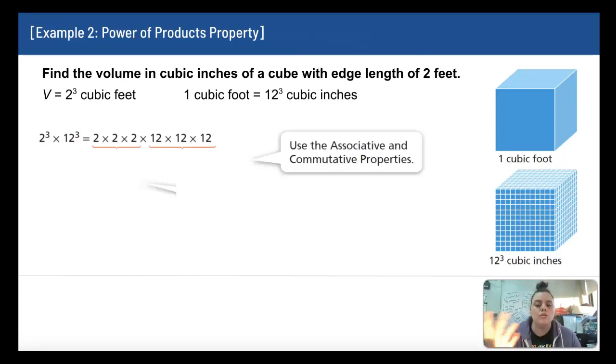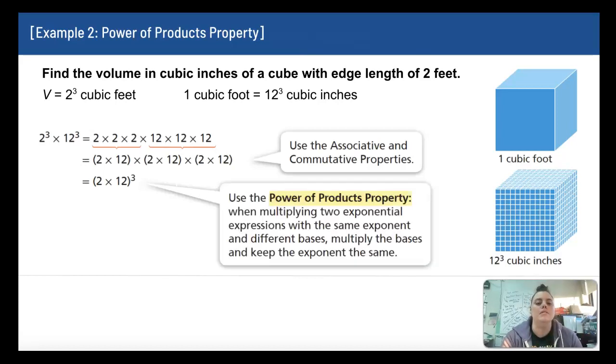Now we can use the associative and commutative properties. The commutative property lets us move things around. So we'll do 2 times 12 times 2 times 12 times 2 times 12. And then the associative property allows us to put parentheses around those groups. So we can actually create these groups of 2 times 12. Because they are 3 groups of the same thing being multiplied, we can write that as a power. 2 times 12, and we're going to multiply that to itself 3 times.